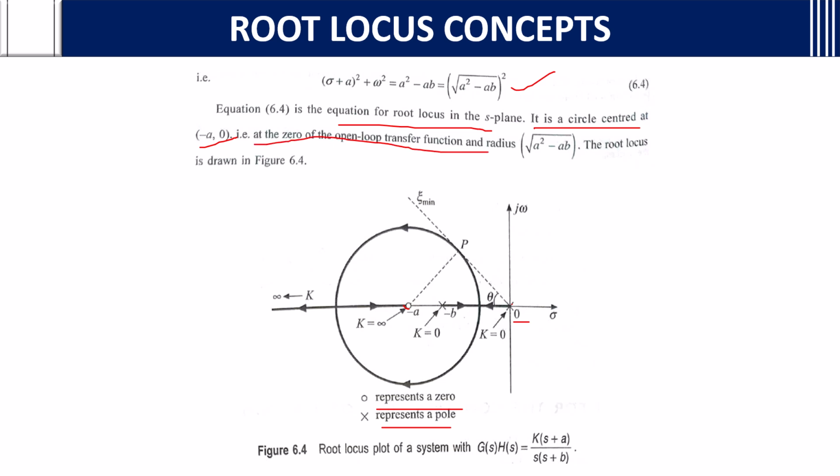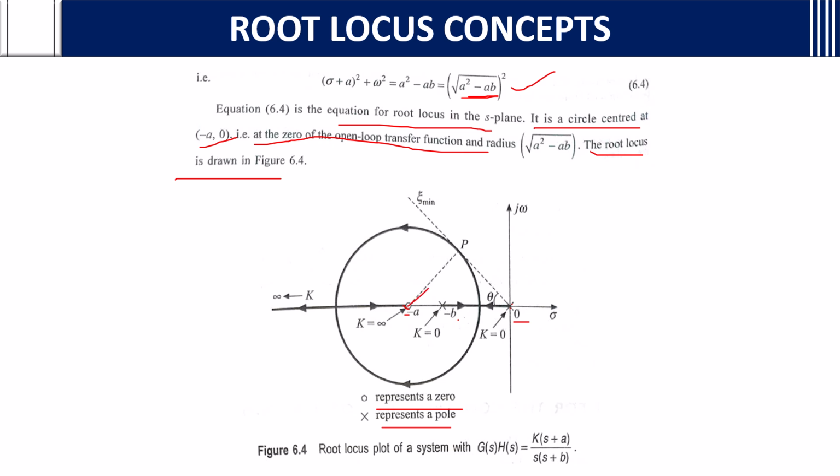at the zero of the open loop transfer function. And the radius is what? This is the radius, r, root of a square minus ab. Okay, understanding? Then the root locus is drawn in the figure. How? Just see here. This is 0. This is minus a, minus b. Okay, and if you see, this is the center.